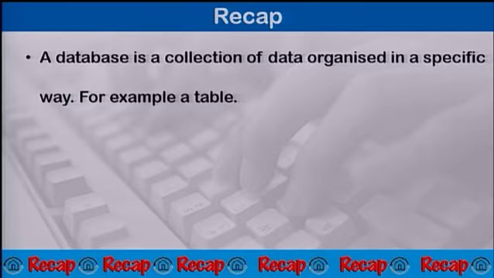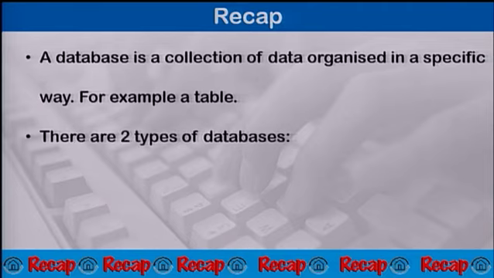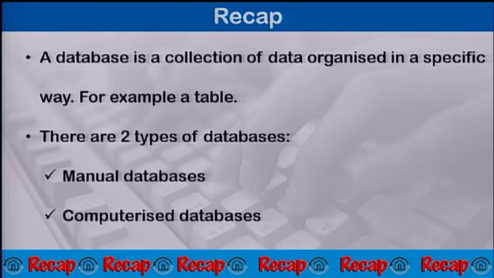It's time now to have a recap of what we learned today. Let's go for the recap. A database is a collection of data organized in a specific way. For example, a table. There are two types of databases: manual databases, computerized databases.